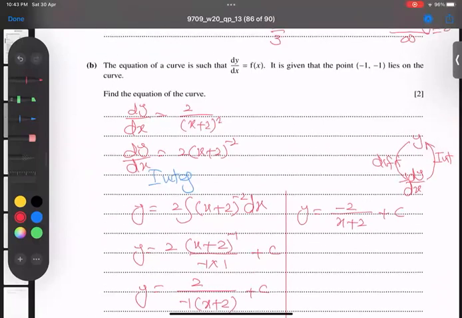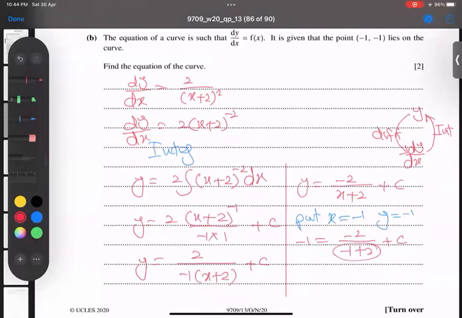Simplifying as much as possible is very important for us to get the answer easily. Now this point lies on the curve, so I can replace it. I'm saying here put x equals -1 and y equals -1. So when I replace, -1 equals -2 over -1 plus 2 plus c, so the denominator gives you 1. Ultimately, I'm getting -1 equals -2 plus c. It goes there and c becomes 1. And c equals 1 put back in the equation here. So my final answer is -2 over x plus 2 plus 1. This is my final answer.